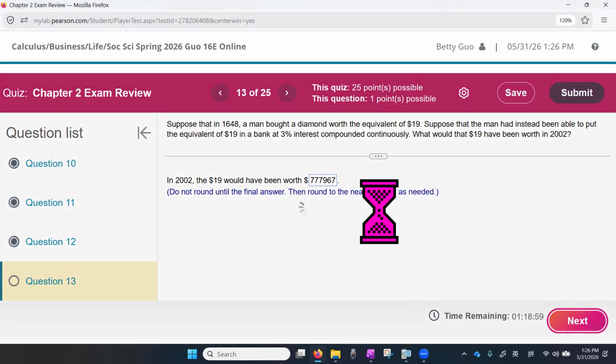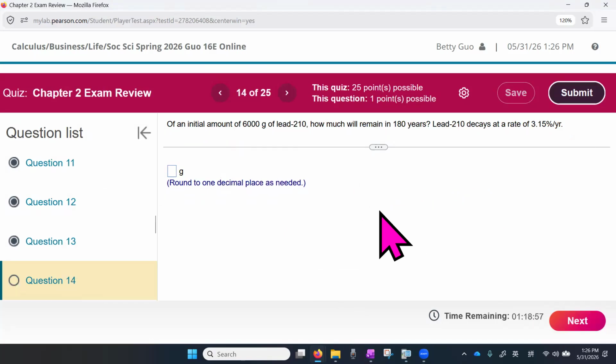Next, question number 14. Of an initial amount of 6,000 grams of lead to tin, how much will remain in 180 years? Lead to tin decays at a rate of 3.15% per year. Okay.